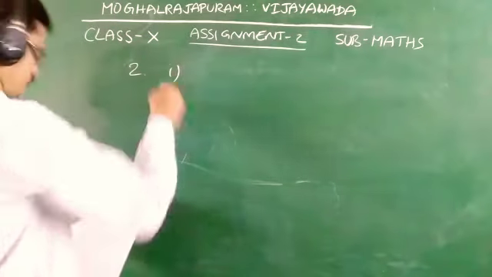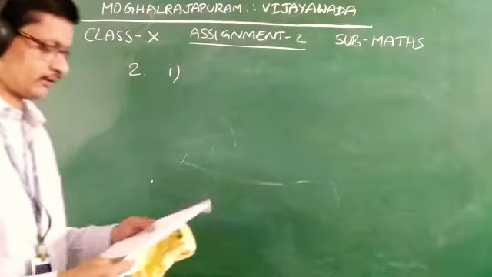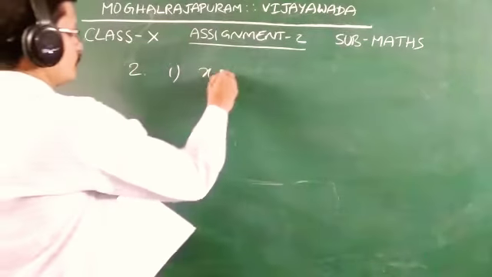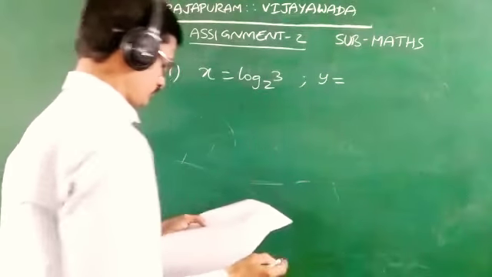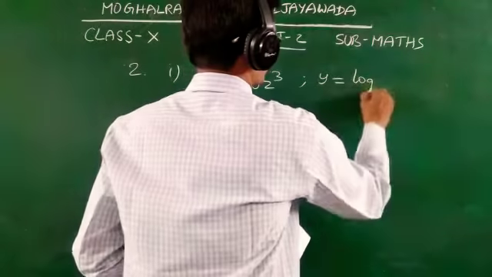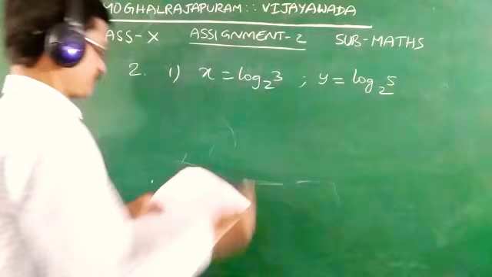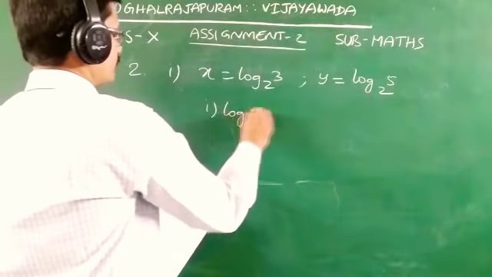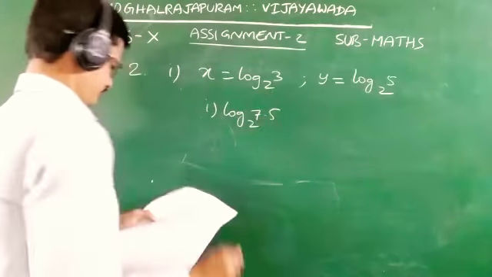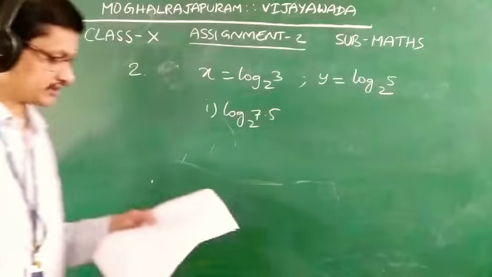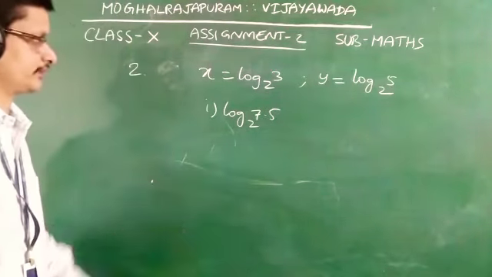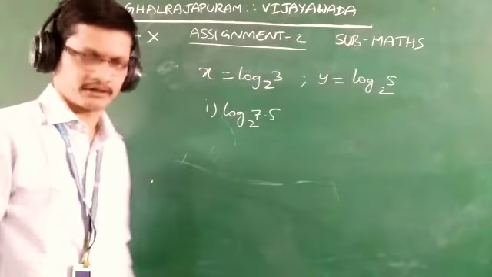In the second question also two questions are there. x is equal to log 3 base 2, y is equal to log 5 base 2. Express log 7.5 base 2 in terms of x and y.